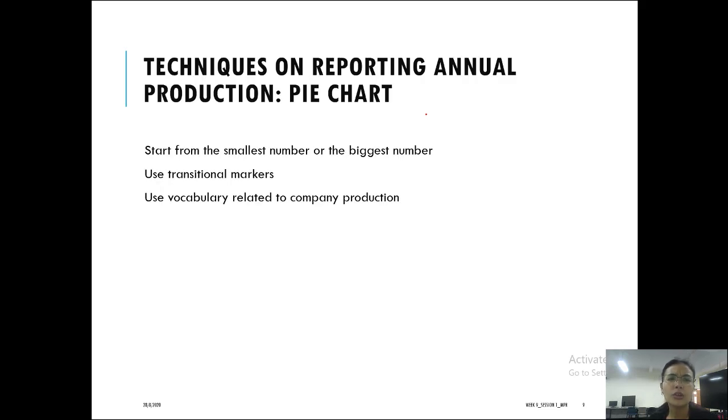Now we'll continue with the techniques for reporting annual production using a pie chart. We have already seen one example of how to report production using a pie chart. There are 3 tips that I have written down here. The first one is starting by presenting the data using the smallest number first or the biggest number first. Then we continue with using transitional markers, and the last one is using vocabulary related to company production. We will look at these one by one.